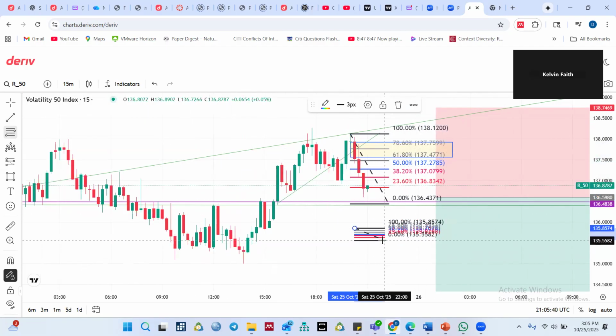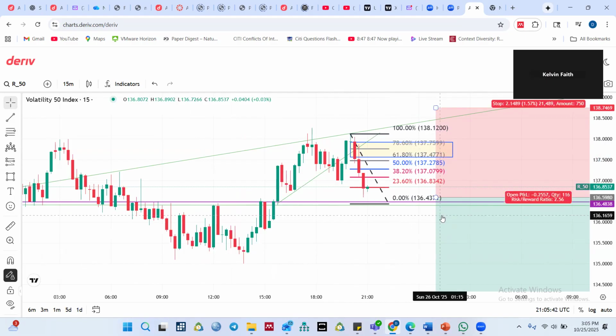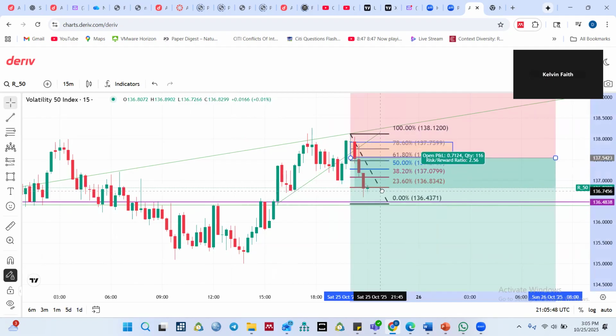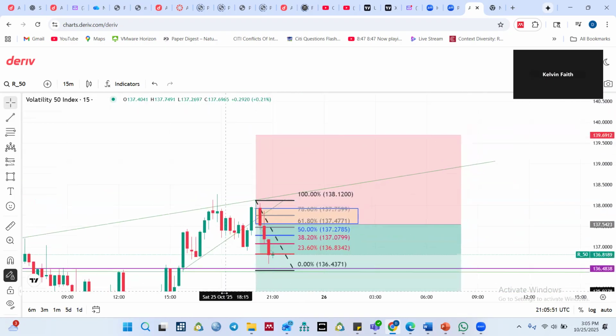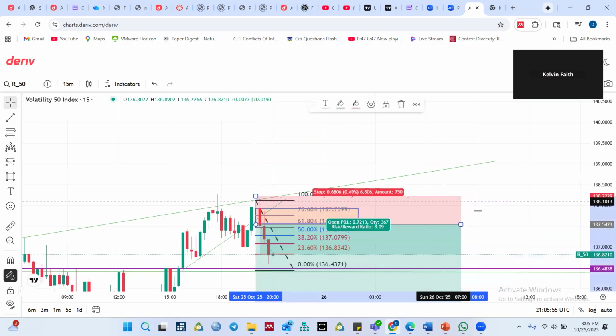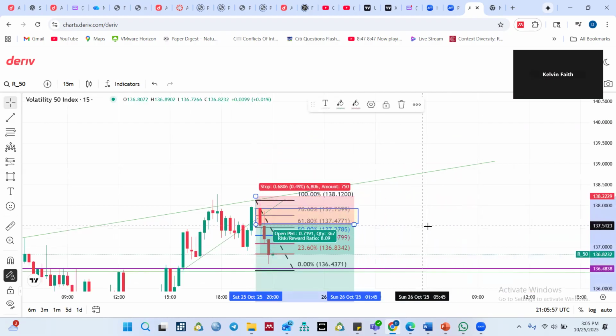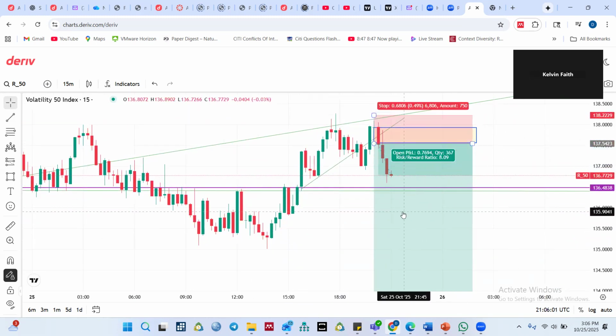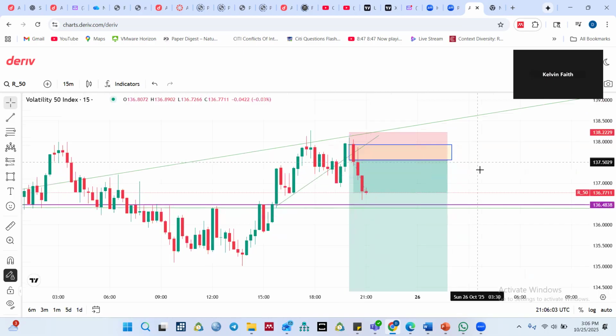So let me reset the entry into here. Exactly here. I'm refining the entry into here, and the stop loss is above here. So we are going to sell. Let's wait for it.